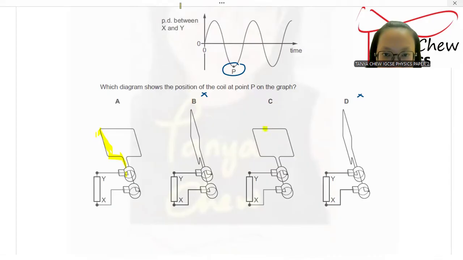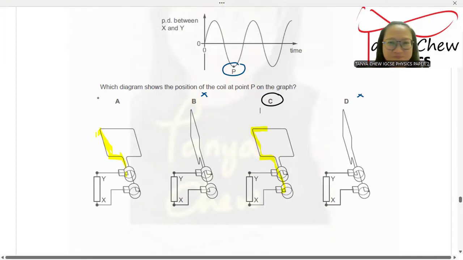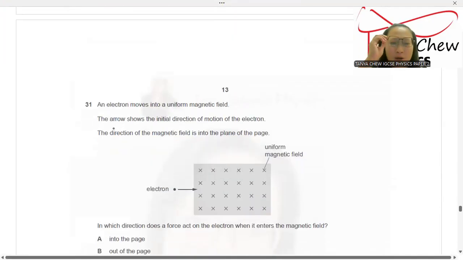What about C? It seems like the left end of the coil is close to the North Pole, right? The end of the coil which is close to the North Pole is being connected to X. Could you see that? So it has to be connected to X all the time. C is the answer.